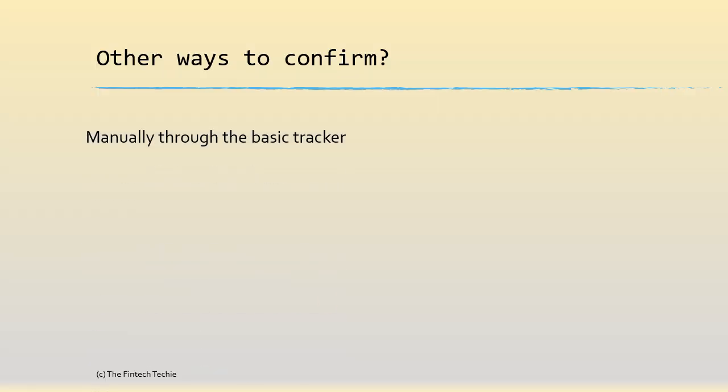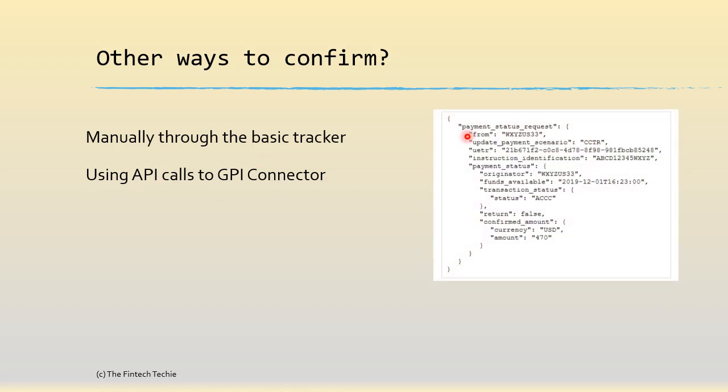The other ways to confirm are manually through the basic tracker, by logging into the tracker, using API calls to the GPI connector, which is a JSON message, and bulk upload using a CSV file. Now, these three methods will still exist. However, the MT199 has to be discarded in favor of something which will conform to the XML standard, just like any other message of ISO 20022.